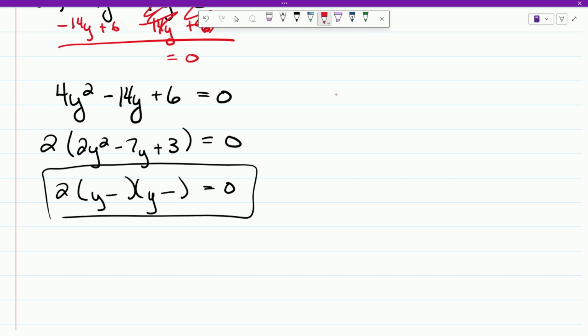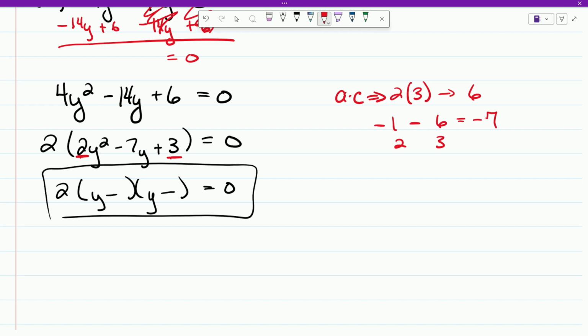I'm going to do it over here on the right-hand side. So a times c, that's going to be 2 times 3. Remember, it's the inside, after you factor out the GCF. So 2 times 3 is 6. Now the factors of 6 are 1 times 6, 2 times 3. And we need negative 7, okay? The only way we're going to get that is right here.